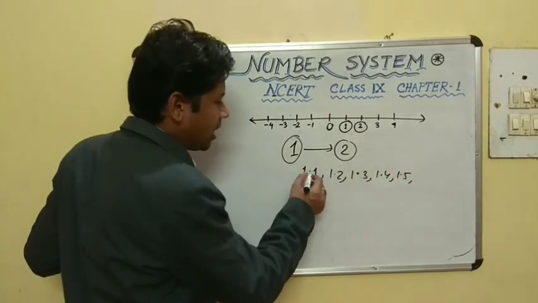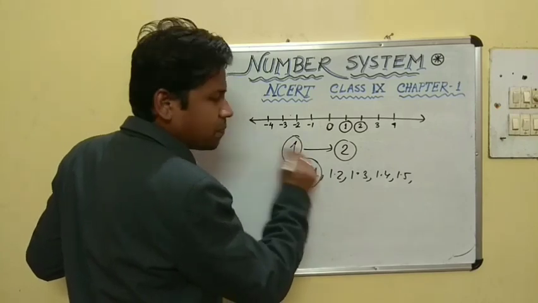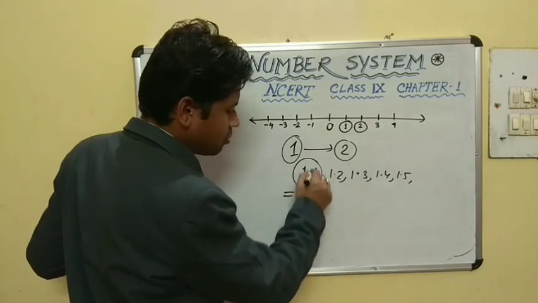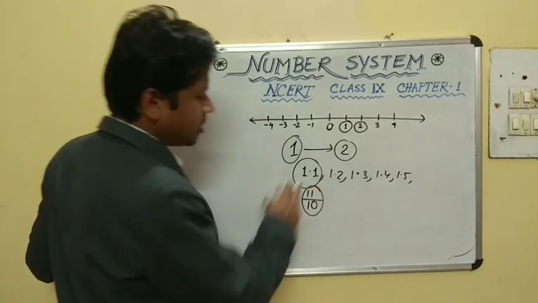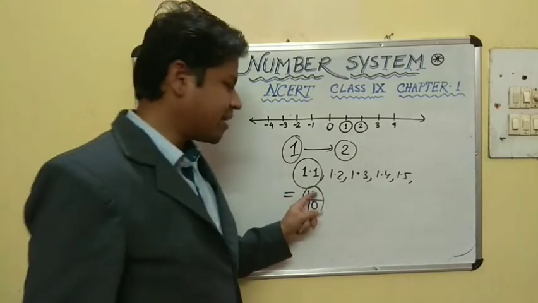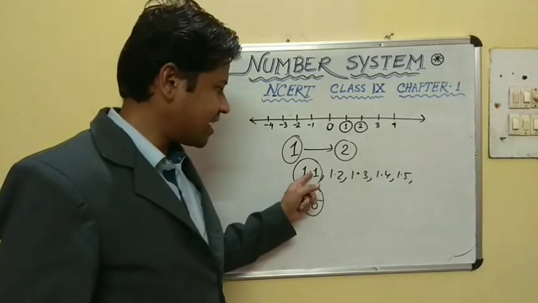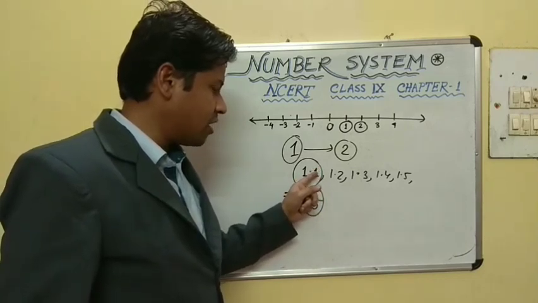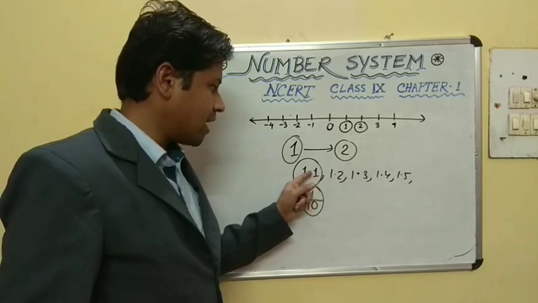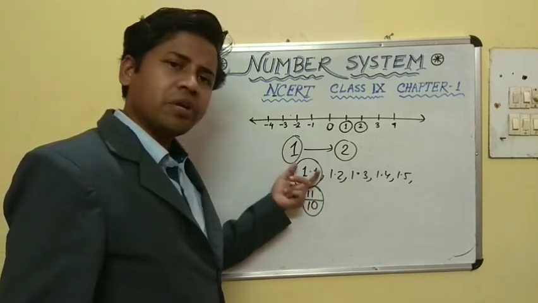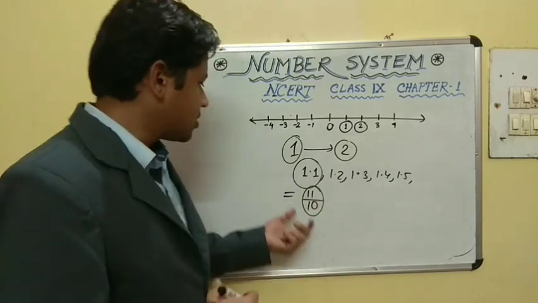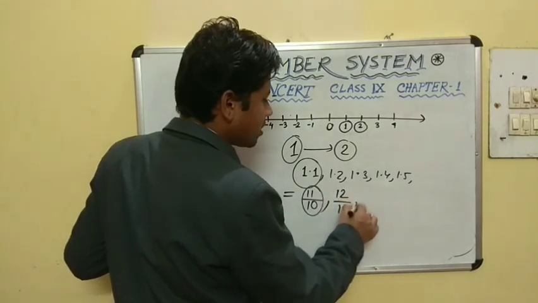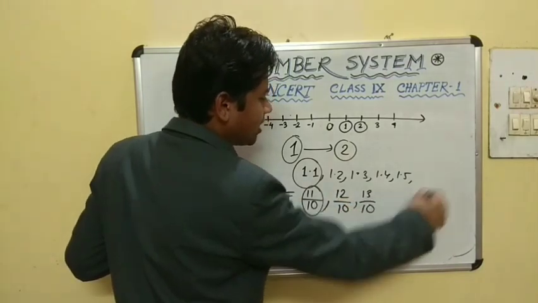After that, you will ask, is 1.1 a rational number? Yes, of course, because it can also be expressed in p by q form. 1.1 is nothing but 11 by 10, because there is one digit after the point, so 10 will be there. We already know this from the previous classes. So 11 by 10, similarly 12 by 10, 13 by 10, these are all numbers.